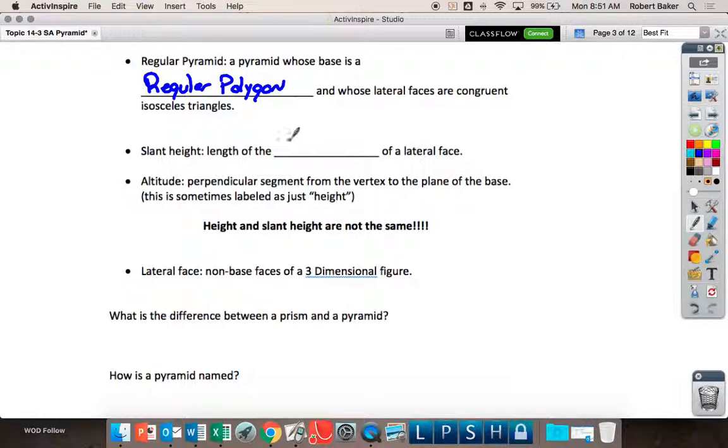So the slanted height is the length of the height of the lateral face. So that's looking at the length from here to here. If you look at just this flat triangle, it's the height of this triangle. Now remember that a height and a slant height are not the same. We've kind of talked about all this other stuff. So let's get into it here.